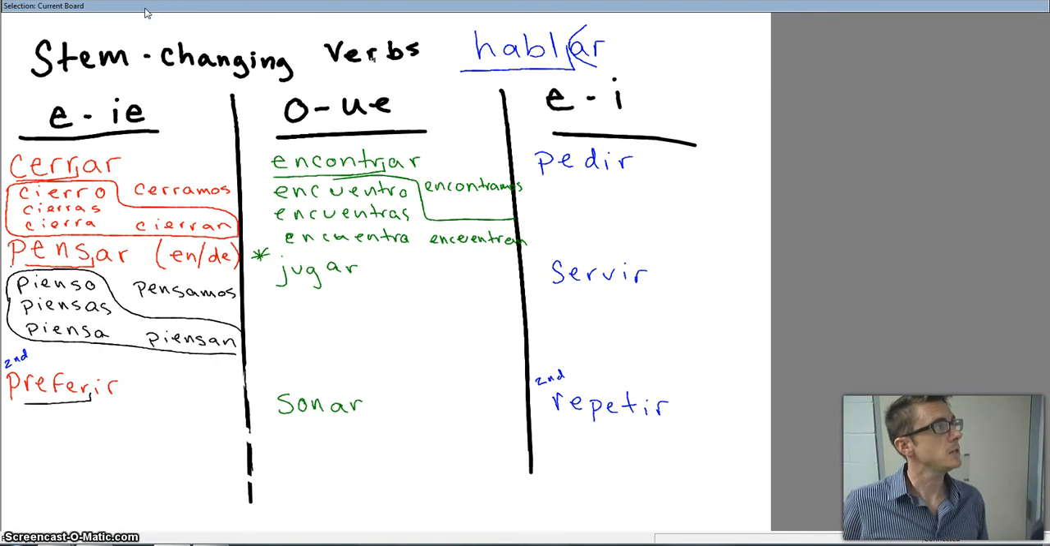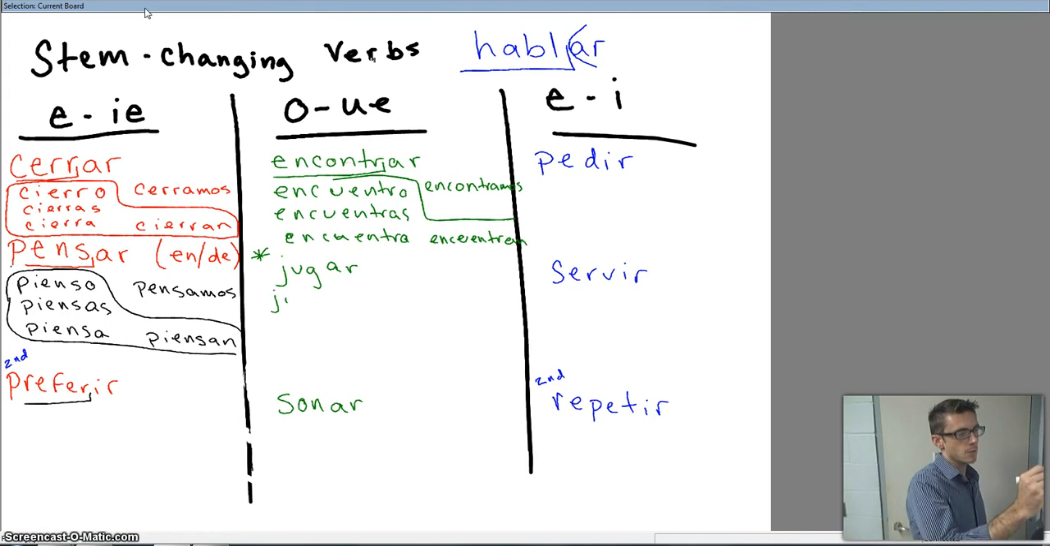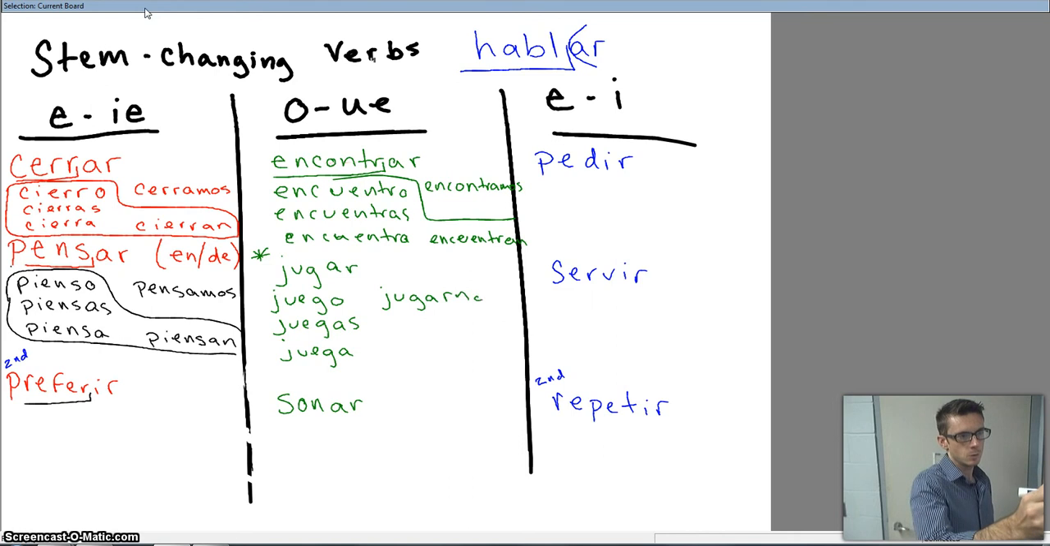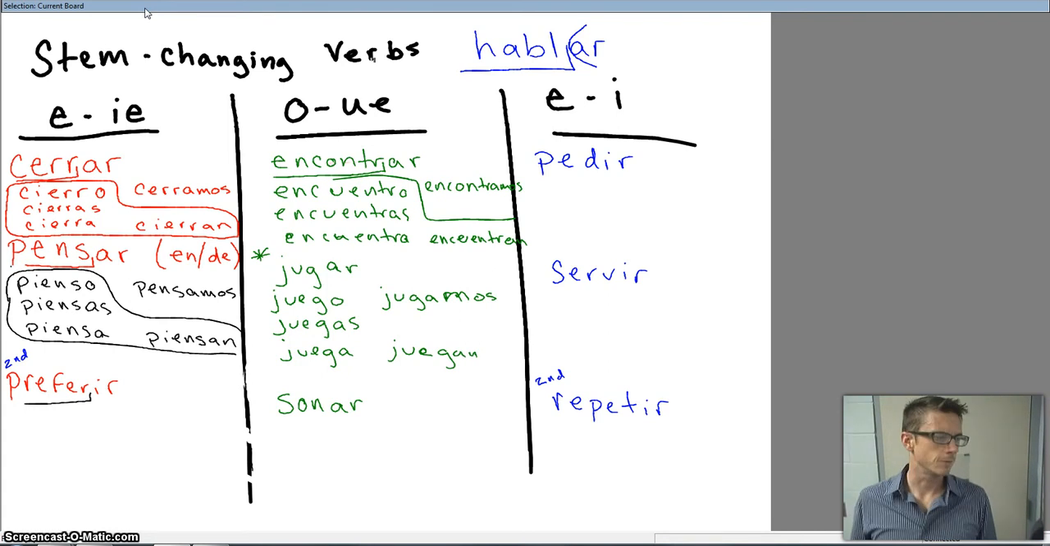Jugar is listed with these verbs since it's a U to UE stem change, because the stem change becomes UE. That's why it's listed with these verbs. And it's not a hard one to remember because we've already used it a few times. Just about all of you have used a statement with jugar. You've all told me that you like to play some sport, whatever it is, so you've used the verb jugar before. But it's juego, juegas, juega, jugamos, juegan.